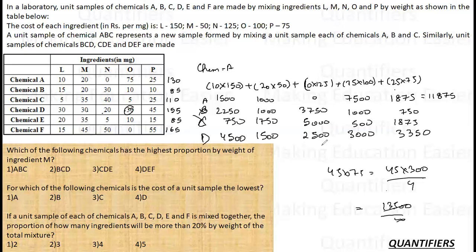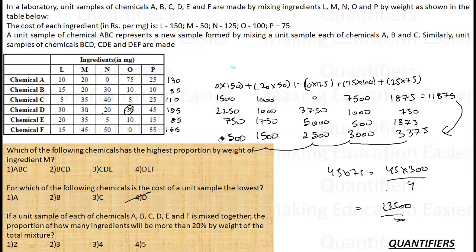4 threes are 12, 1 5, 4 threes are 12, 3 0 for the 20. Okay, 3 3 7 5. Now if I compare, this cost is definitely higher. 6000 plus 5500, 11,500 and 14,000 something, 14,875 approximately. Okay, so it is quite a high cost. So this is my required answer. D is my required answer. Okay.